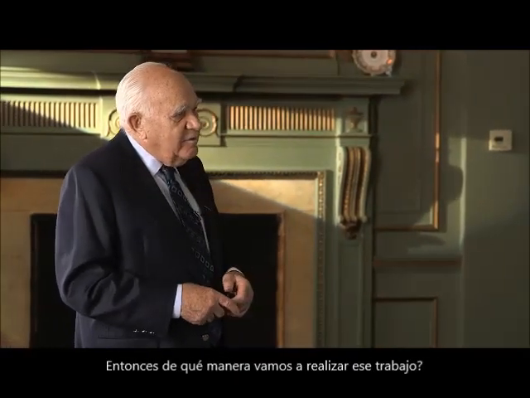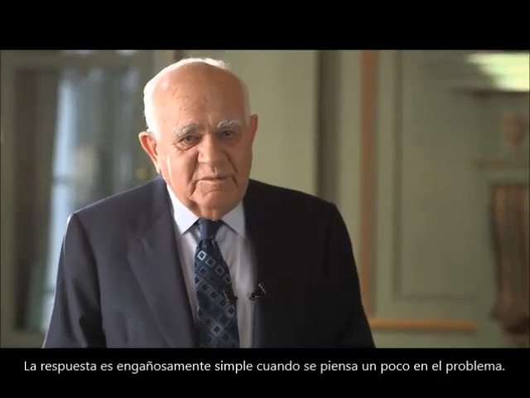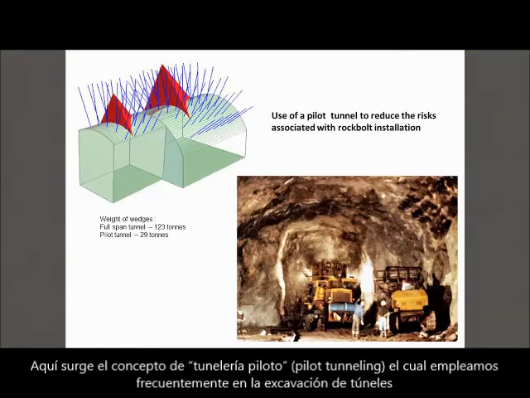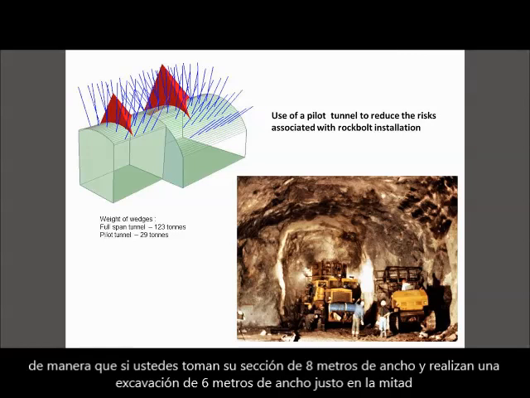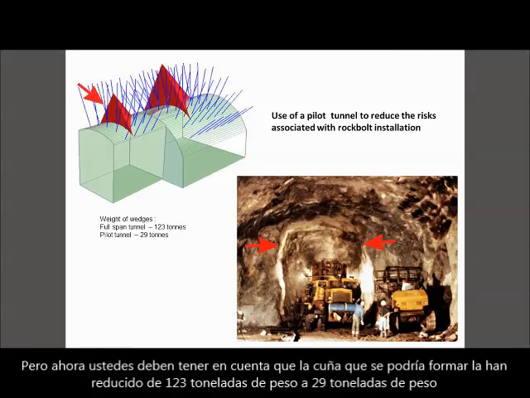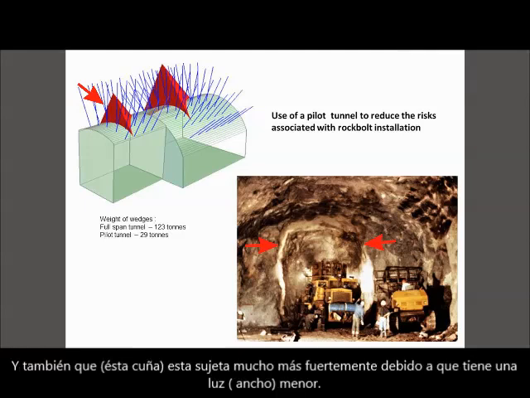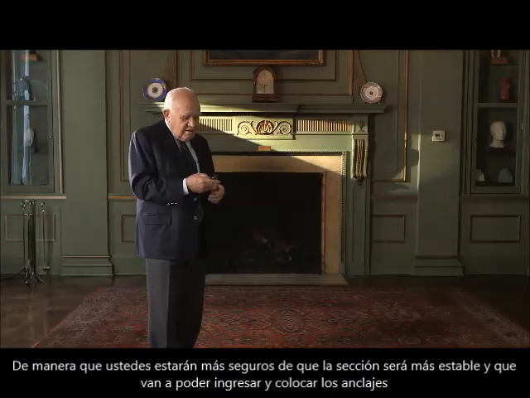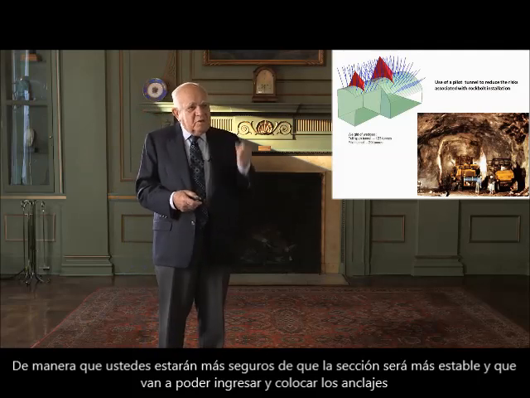And so how do we overcome that? The answer is deceptively simple when you think it through, and it introduces the concept of pilot tunneling, which we use a lot in tunnel driving. So if you take your 8 meter span and you drive a tunnel 6 meters wide in the middle of it, 6 meters is wide enough that you can get your machinery in there and still do your job, but the wedge that you allow to form is now reduced from a wedge of 123 tons in weight to a wedge of 29 tons in weight. It's also much more tightly clamped because you've got a smaller span, not as much relief, and so it's pretty much guaranteed that that wedge would be stable and you can get in there and put the bolts in.